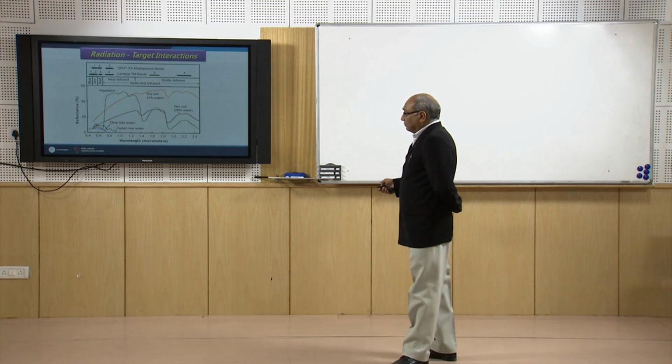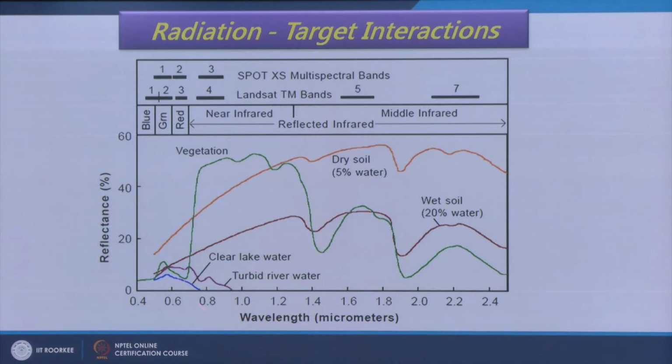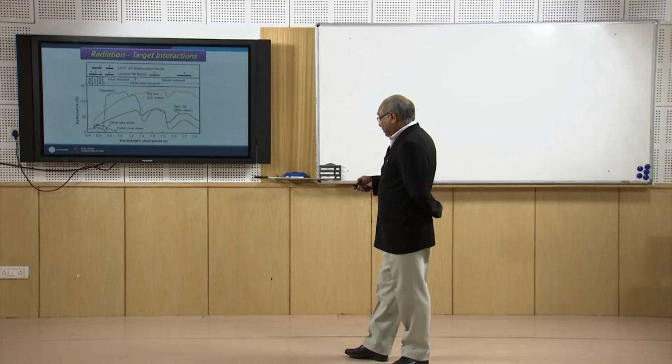Whereas healthy vegetation will show very high reflection between 0.7 to 1.1 or 1.2 micrometer, and in between there are also some other peaks, but otherwise this is the standard one.